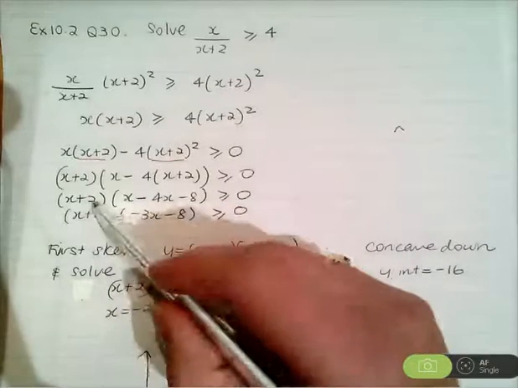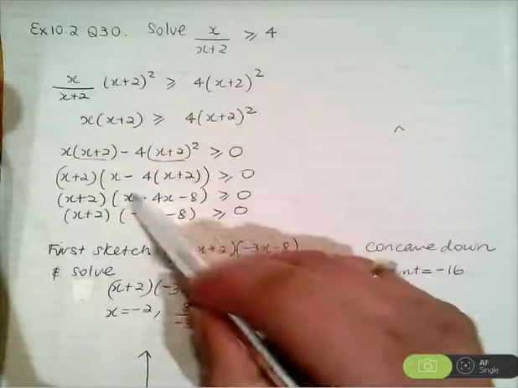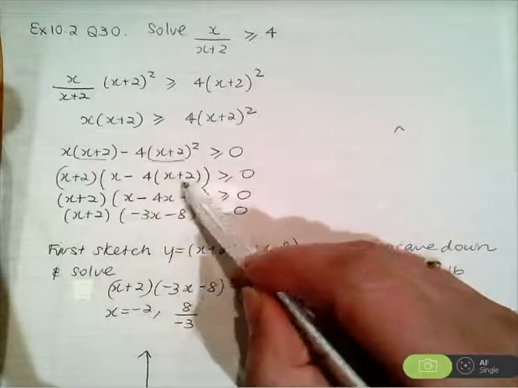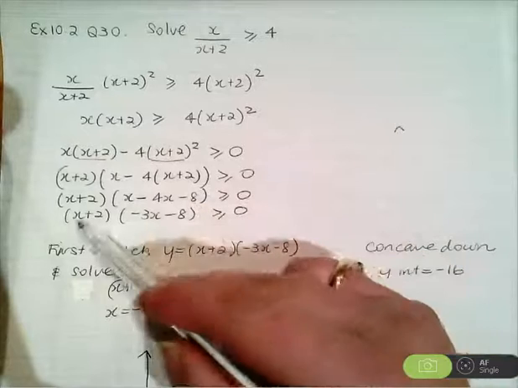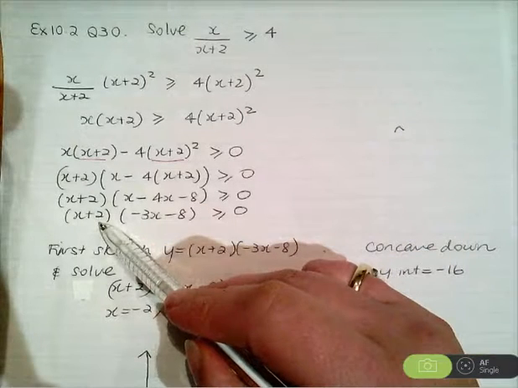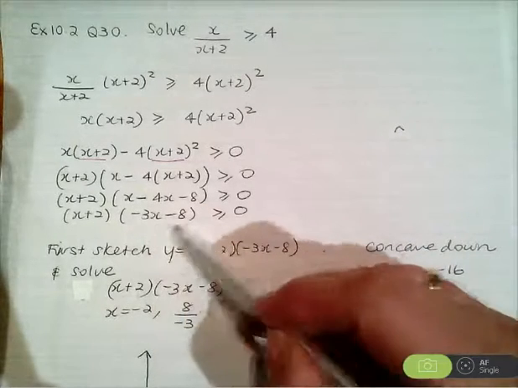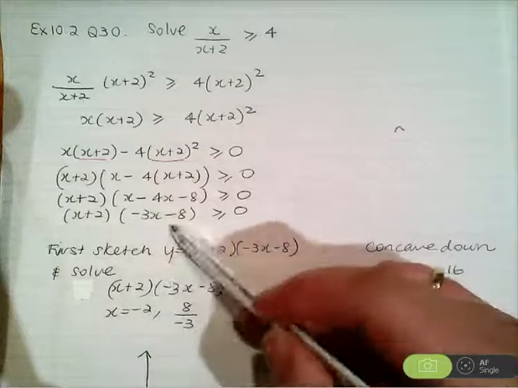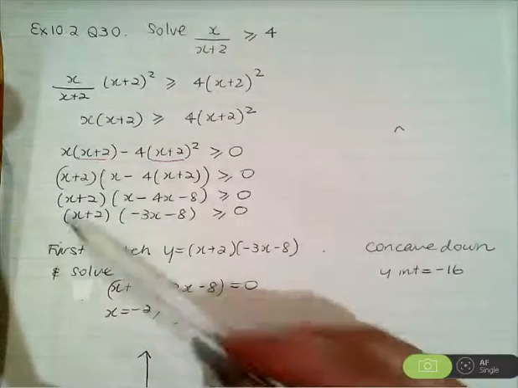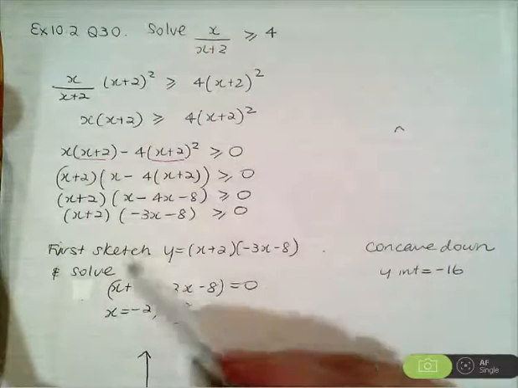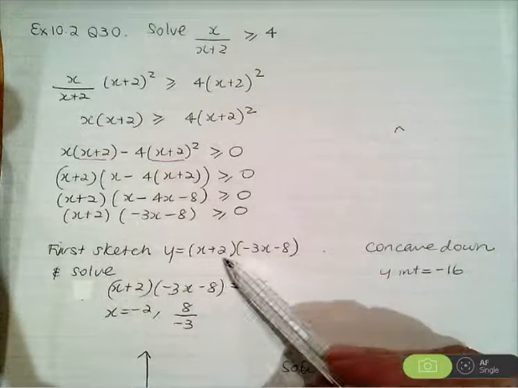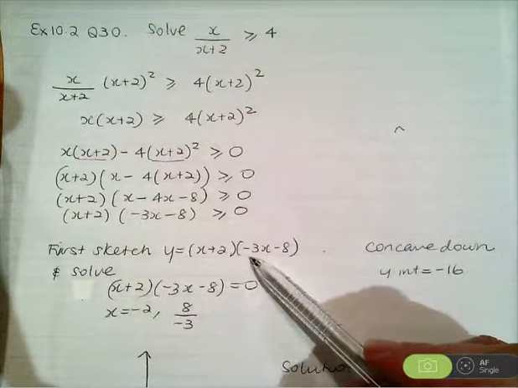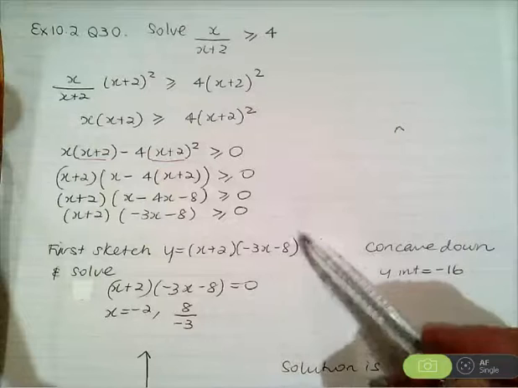So the x plus 2 here stays the same. We expand this bit and we get x minus 4x minus 8. And this bit stays the same. The x plus 2 stays the same, and we get minus 3x minus 8. So we've got x plus 2 and minus 3x minus 8 is greater than or equal to 0. Now this here is a parabola. So we have to sketch y equals x plus 2 bracket negative 3x minus 8 bracket.